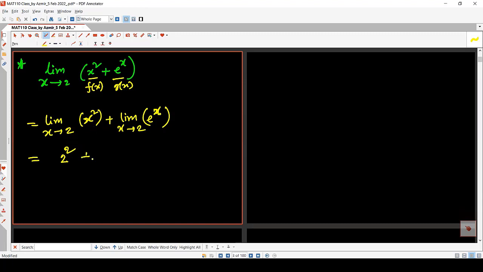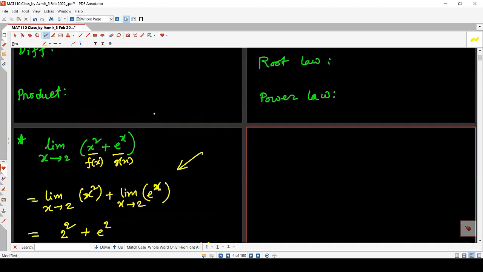So 2 squared plus e power 2, we have 4 plus e squared. So this is a finite value. That means limit exists. That means we are computing directly using the limit laws. So here we have used the sum property.